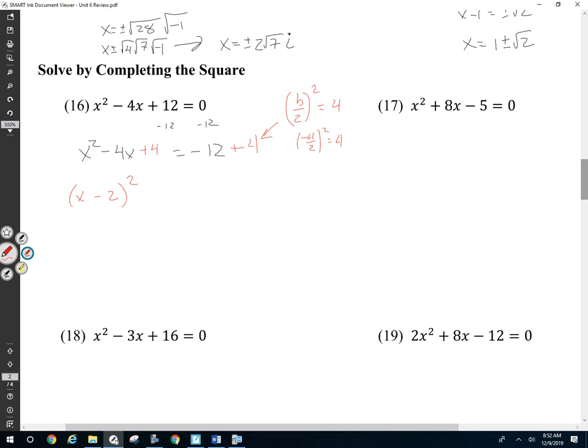The reason why we do this is because this is now x minus 2 squared. How do I know that it's x minus 2 squared? 2 numbers that add to get -4 and multiply to get +4: -2 and -2. So I can write this as x minus 2 times x minus 2. And that can be written as x minus 2 squared.